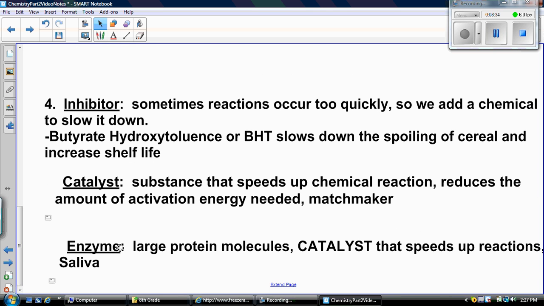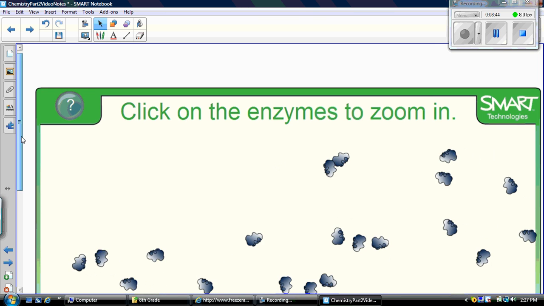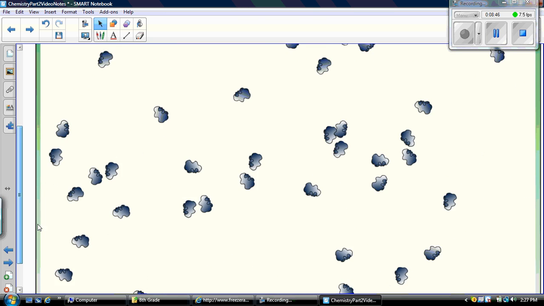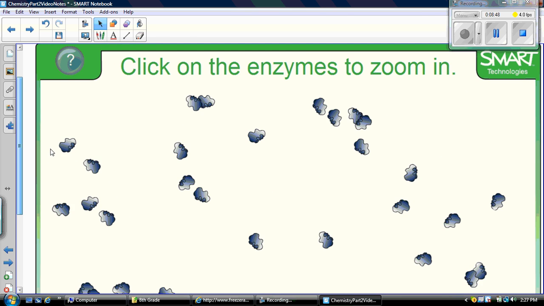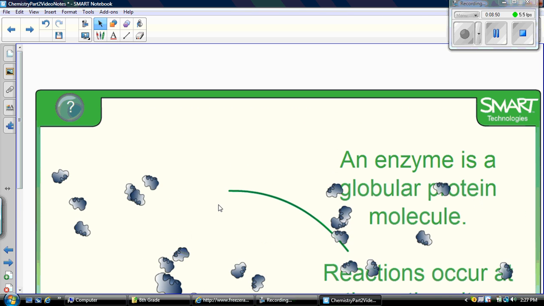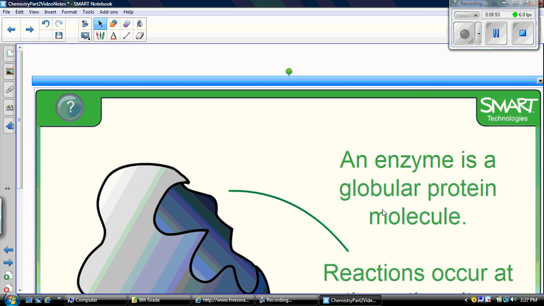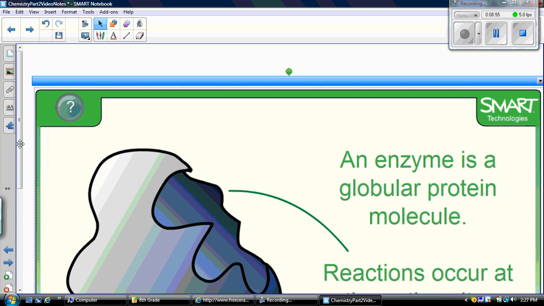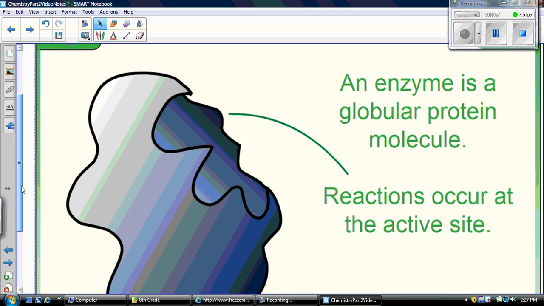Then you have an enzyme, which is a type of catalyst. It's a large protein molecule. We have enzymes in our saliva that help speed up reactions. So if you look here, the enzyme, where is it? I think I have to click somewhere. Okay, and the enzyme is a big compound that actually grabs other compounds and allows them to react.